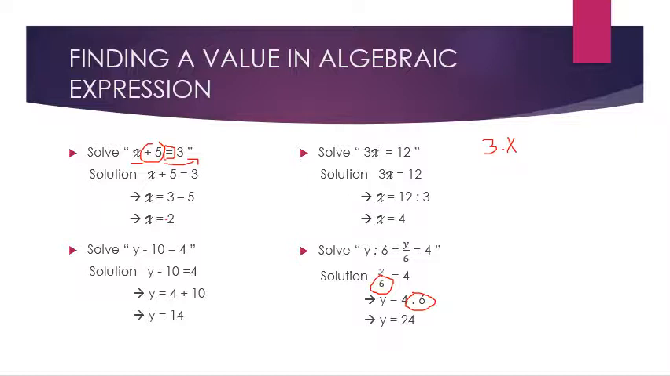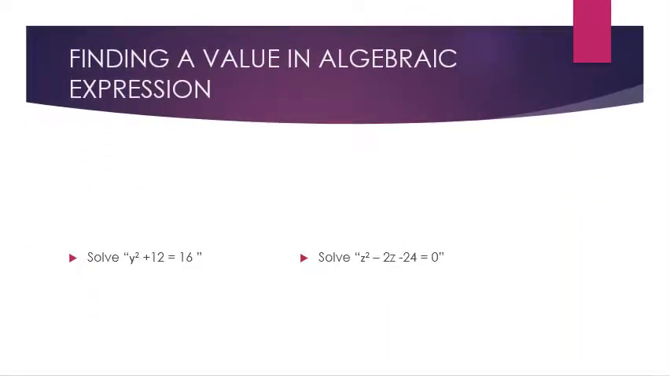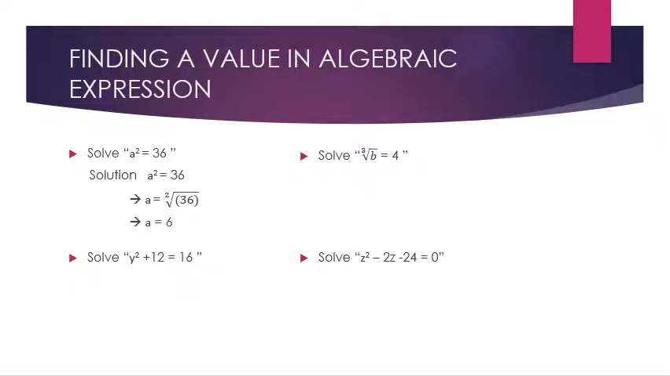And for some other one, this question, the opposite of the power is a root. So we can solve this problem using this method. Now look at this. a squared equals 36. And the opposite of square is square root. So the square root of 36 is 6.